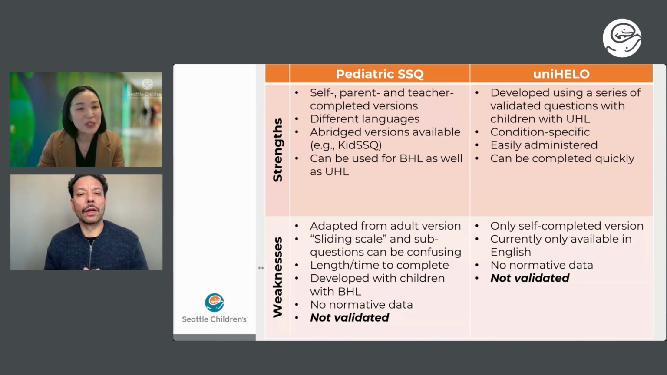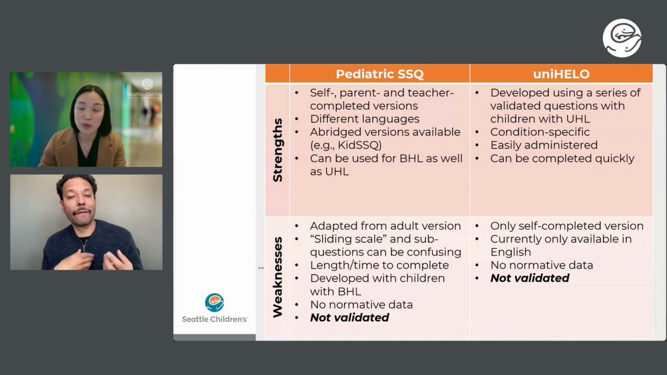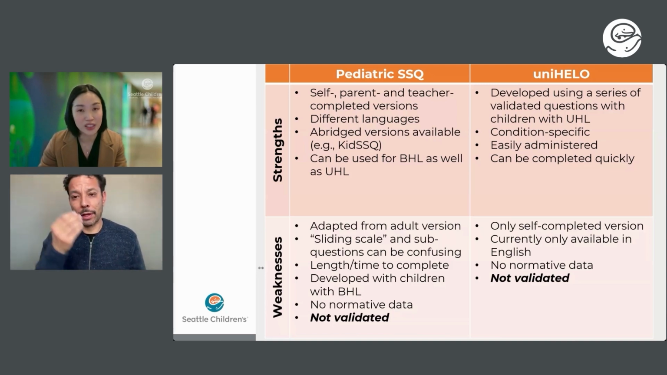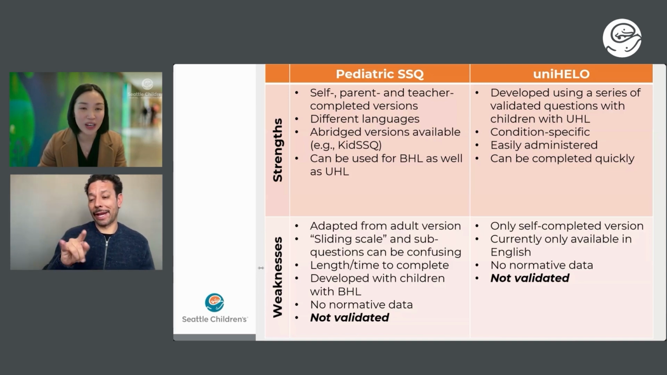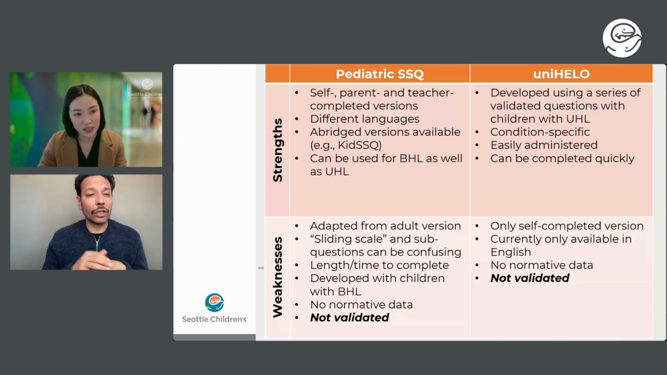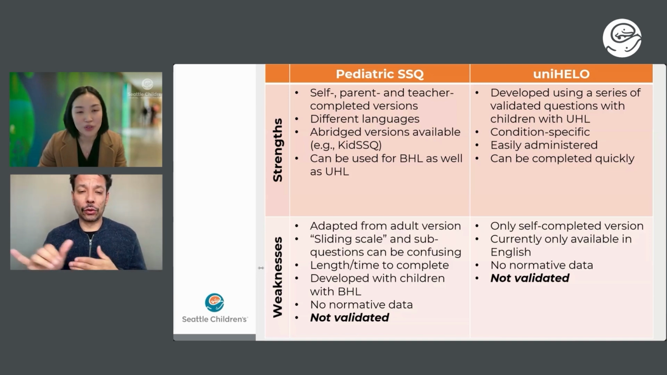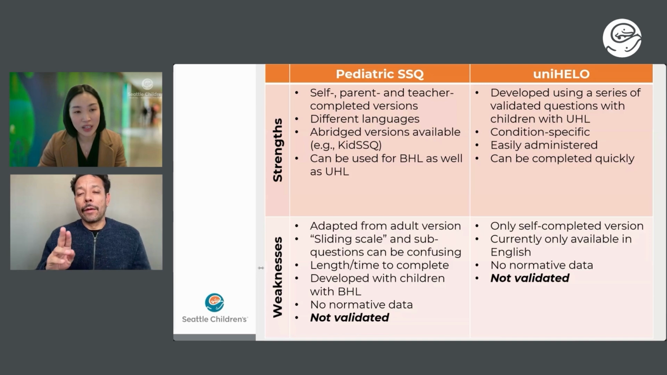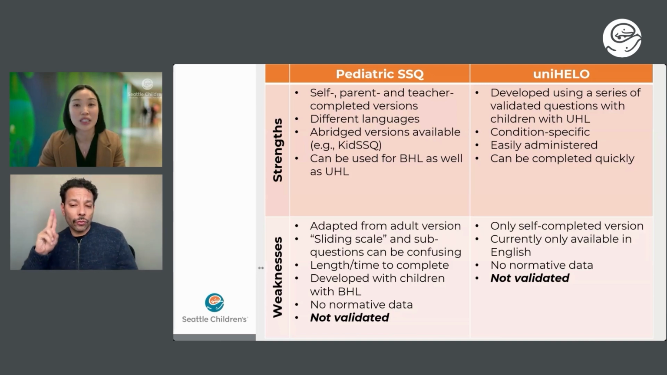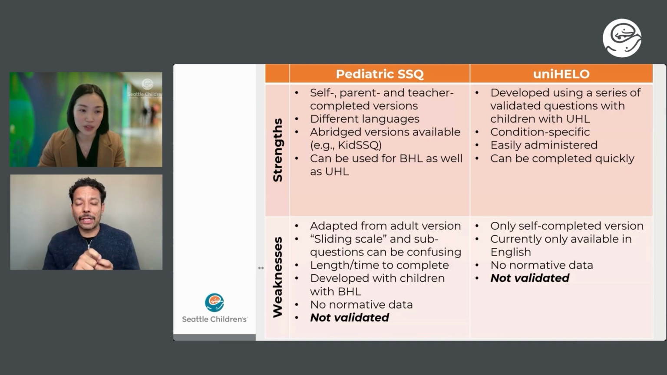Because it's been published for a while, it's had the opportunity to be translated. We all know that giving materials in someone's native language is better than having to go through an interpreter using the English language version, so that is nice too. There are abridged versions available, as I talked about before, and it can be used for bilateral as well as unilateral hearing loss. It wasn't specifically designed for kids with unilateral hearing loss, so it's a little more broadly applicable.